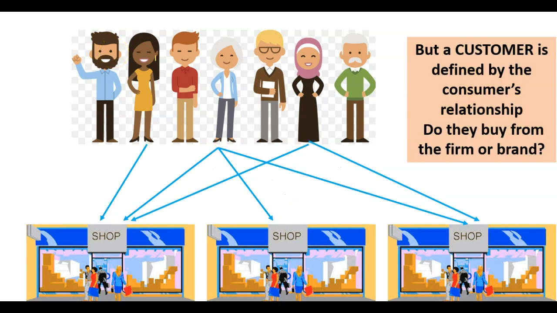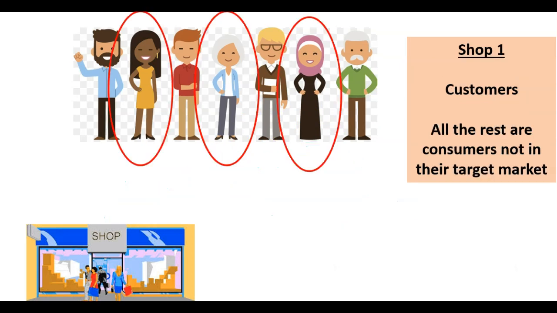Okay, what happens, how they convert from being a consumer to a customer, is there's an interaction. So the term customer is defined by the consumer's relationship with the business. Do they buy from the firm or the brand? So this lady here has gone into that shop and she's made a purchase. This lady here has gone into all three shops and made purchases. And this lady here has gone into the first shop and the third shop to make purchases. So they have become customers of those stores.